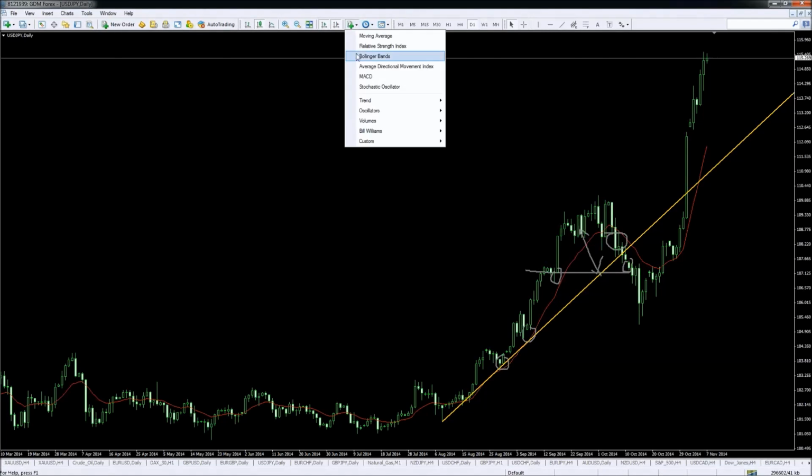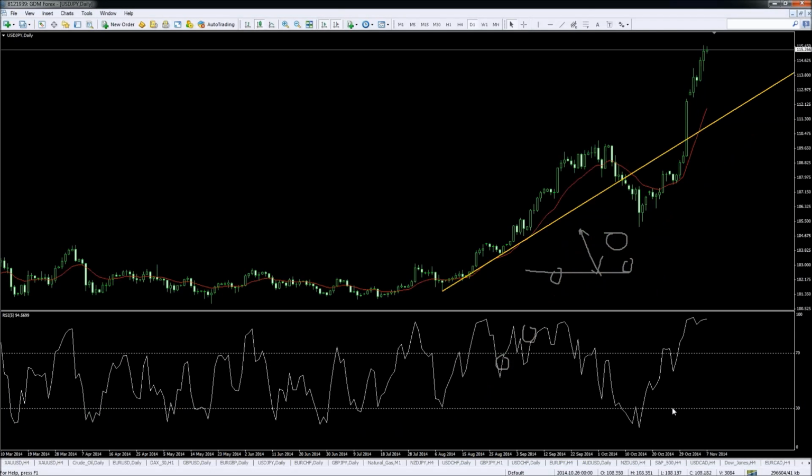Best to that, adding the relative strength gives you an overview for how long the price is staying overbought and oversold. Now in this case, in an uptrend, we need to know for how long it's going to be in the overbought conditions. And there it is, it stays in overbought.